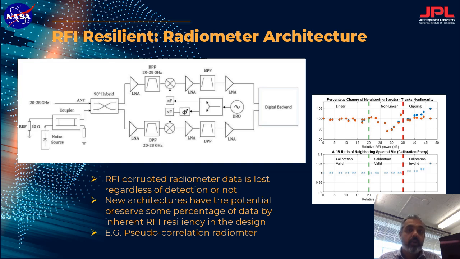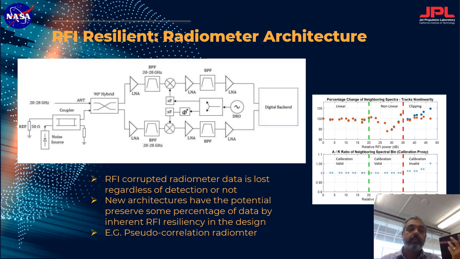So in this case, the example of an RFI resilient radiometer architecture is a pseudo correlation radiometer, where if any nonlinearity happens, it happens to your signal and your calibration signal, and hopefully that balances that out, which is the plot shown to your right, where you can see things are linear, and then between the green and red dashes, the signal goes nonlinear, but the calibration stays flat till a point where you can't do anything and everything just goes off nonlinear.